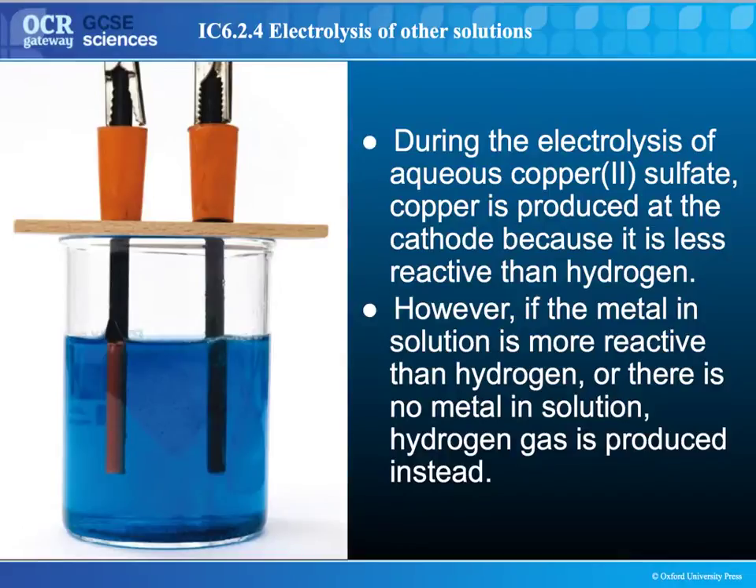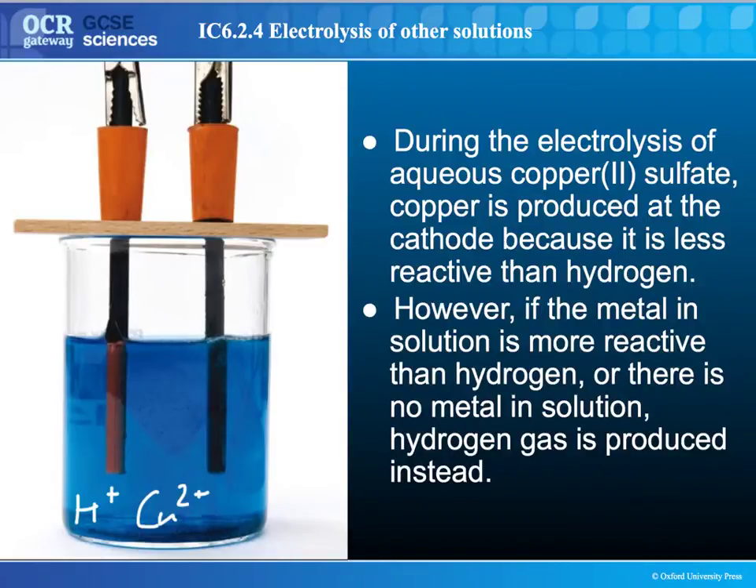Right, this is the point where this part of aqueous electrolysis gets complicated. In effect, in this solution you have two positive ions. You have hydrogen ions and you have copper ions. And the product that's formed at the cathode depends on which is the most reactive of these ions. In this situation, because copper is less reactive than hydrogen, the copper will be formed at the cathode and the more reactive hydrogen will stay in solution.